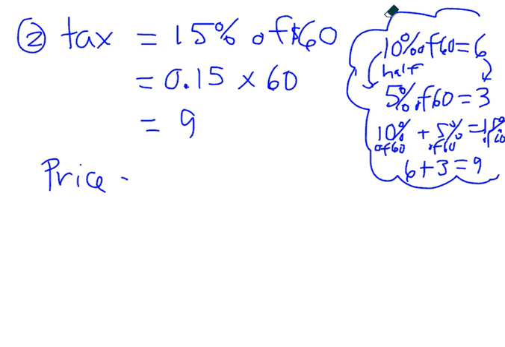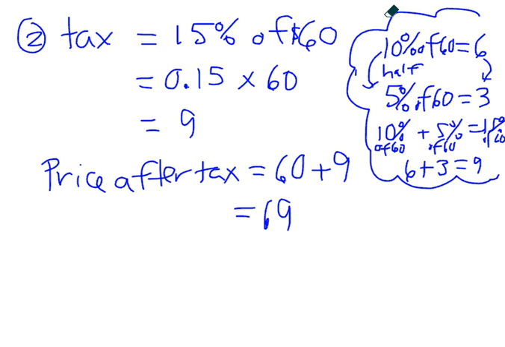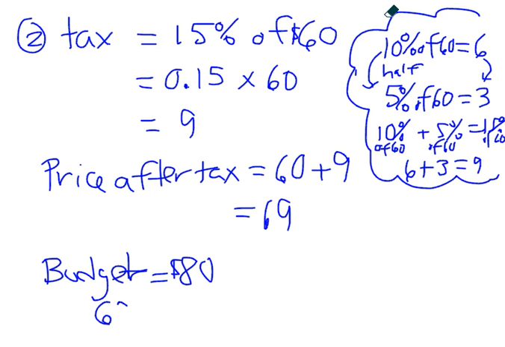So what is the price after tax? It is 60 plus 9. So the price for our shoes is 69. Do I have enough with my budget? So I know my budget is $80, right? So I know that 69 is smaller than 80. So I have enough money.